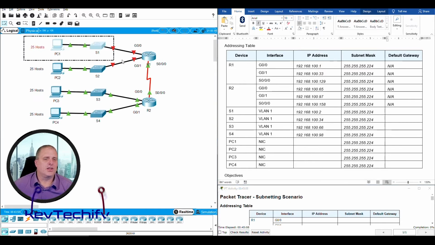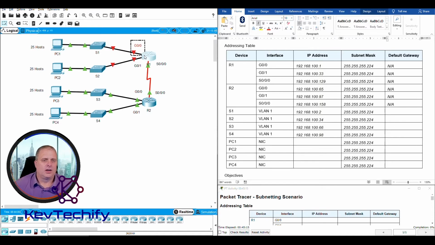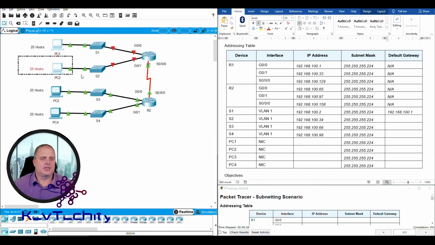For this first LAN right here, LAN 0, this is our network. This is our default gateway right here, this interface. We gave the LAN interface on these routers the first IP address. Or we can look back up here. This is gig 00 on R1. This is our default gateway address, 192.168.100.1. That goes right here, 192.168.100.1.